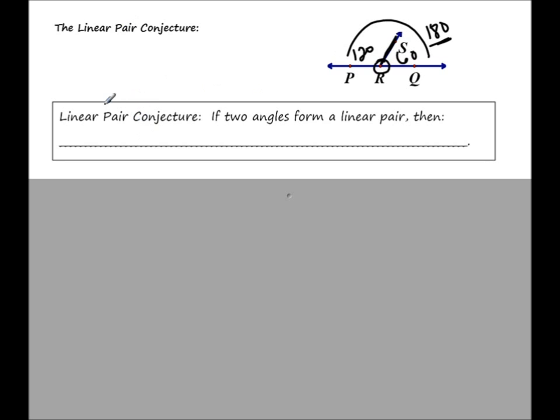So the linear pair conjecture, and that's something you want to have, if two angles form a linear pair, then they are supplementary, or they have a sum of 180 degrees.